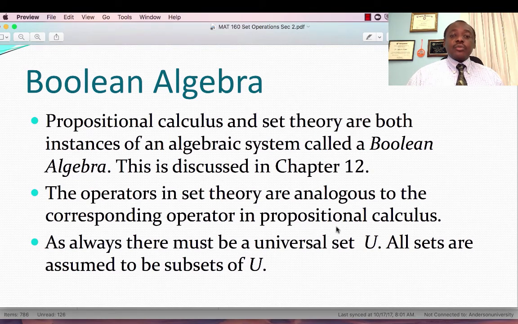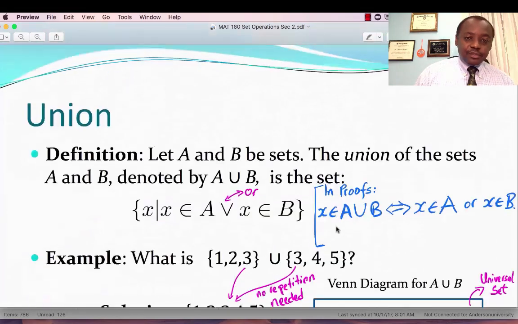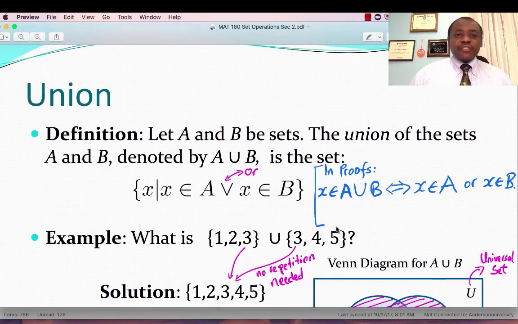All sets are assumed to be subsets of our universal set, which is also assumed to be obvious in most cases. Okay, let's start with our learning objectives. Definition number 1, union. Let A and B be sets. The union of A and B, denoted by A ∪ B, is the set of all elements X. Again, we could have said the set of all elements X in the universal set such that, but the universal set in this case is assumed to be obvious from context. So the set of all elements X such that X is in A or X is in B.